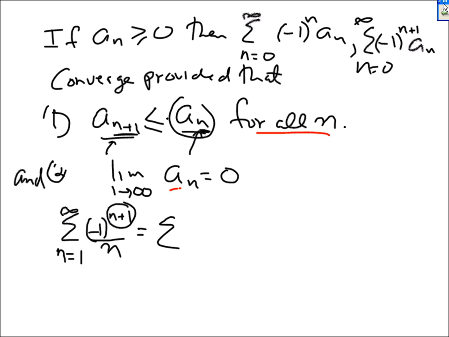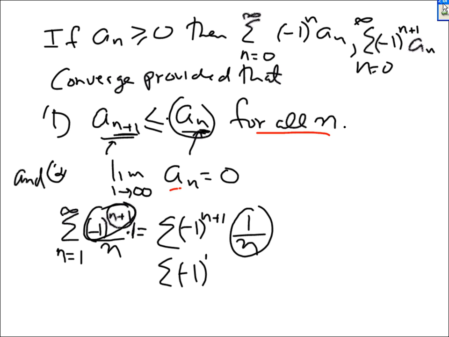If you separate the -1 to the n plus 1, you're multiplying that by 1 over n. I can always multiply by 1. I get 1 over n after I pull out that alternating piece. Okay, so this here is a sub n, because it's in the form of -1 to the n plus 1 times a sub n. That's a sub n.